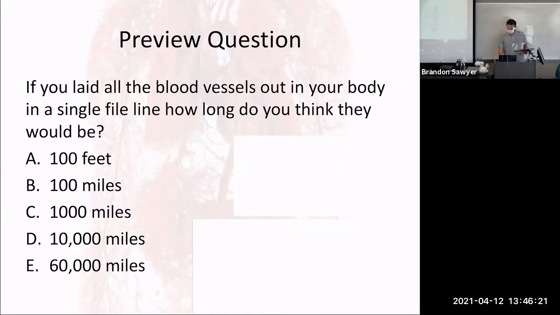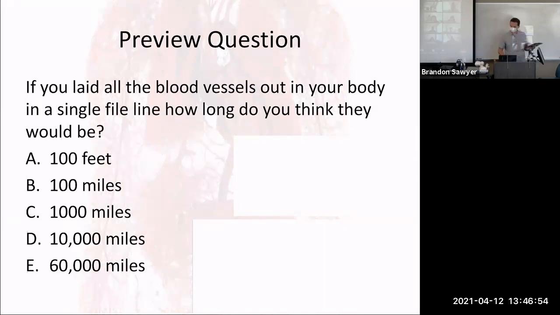You can take a guess here. So if you laid out all of those blood vessels, all the ones on that previous slide, all in a single file row in your body, how long would it be? What do you think? Take a guess, obviously. All right, give you about another 10 seconds. You can just take a guess if you don't have a clue.